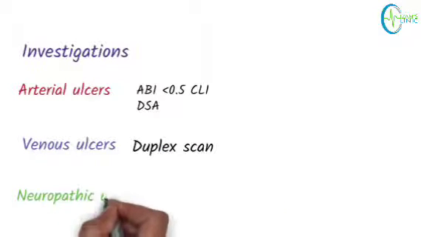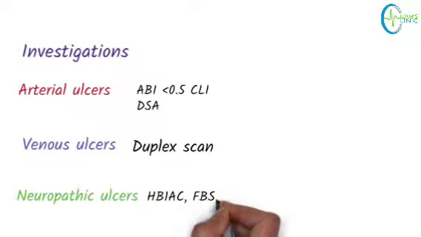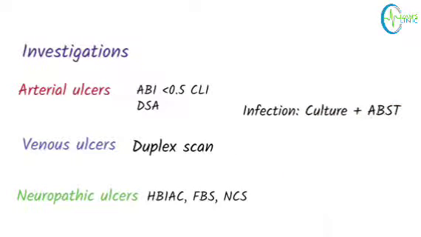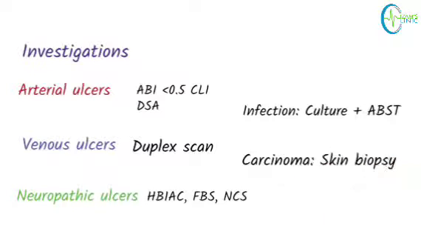HbA1c levels and fasting blood sugar can be done to check for blood glucose levels. Nerve conduction studies may be needed in neuropathic ulcers as well. If the ulcer is infected, then culture and antibiotic sensitivity testing is done. A skin biopsy may be required in patients suspected with squamous cell carcinoma.